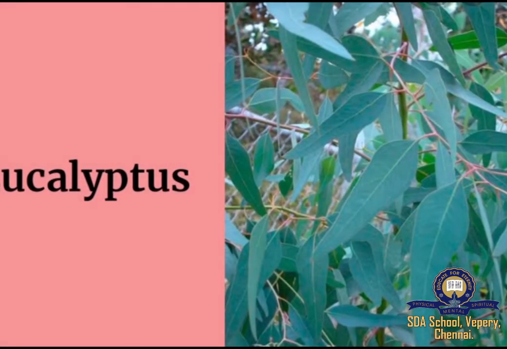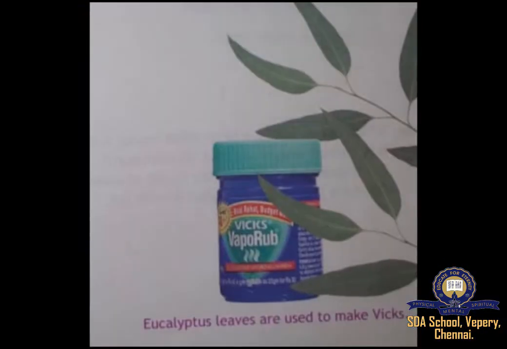Next, eucalyptus. It has many benefits. It has many medicinal values. When you get cold or flu or some headache, you can take a steam with eucalyptus leaves. If you take eucalyptus steam, you will get relief from the headache and cold and flu symptoms. Eucalyptus leaves are used to make Vicks. What we are using, Vicks vapor rub. You would have seen Vicks vapor rub in advertisements. This Vicks vapor rub we are using when we are affected with cold and flu symptoms.